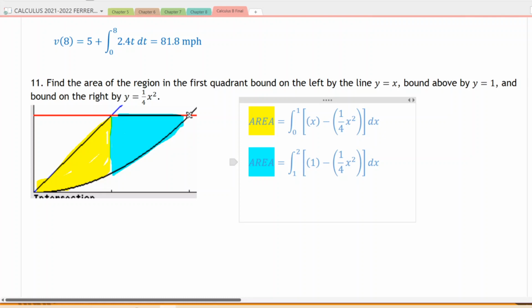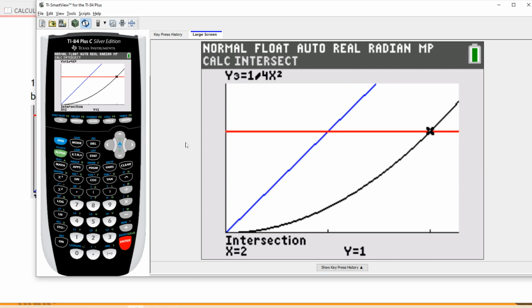The area of the blue one is going to be the integral from 1 to 2 of the red curve, which is 1, minus the black curve, which was still 1/4 x squared dx. Remember, every time we change either the top curve or the bottom curve, we're going to have to set up a new integral. Now the total area is going to be those two areas added together. So let's go ahead and get that to the calculator.